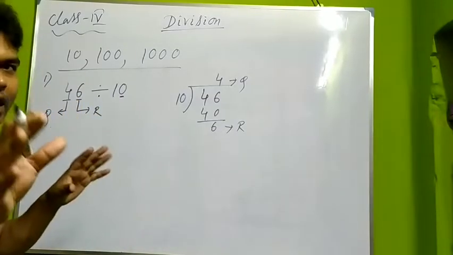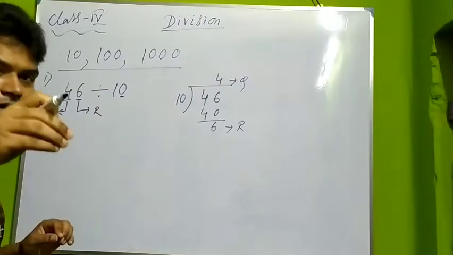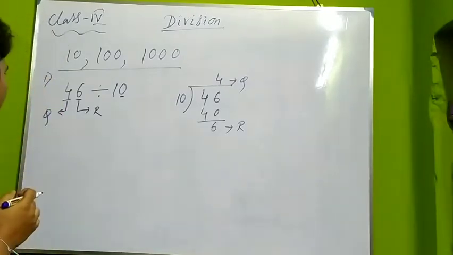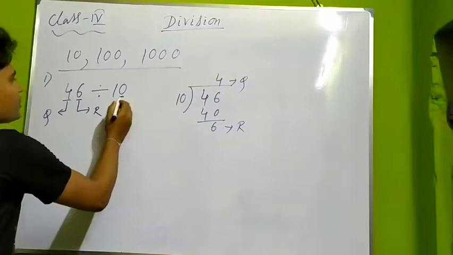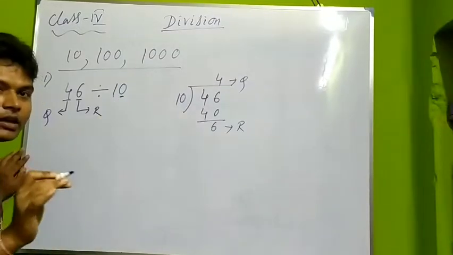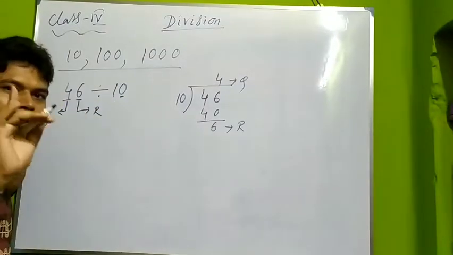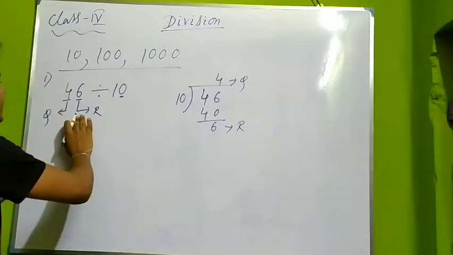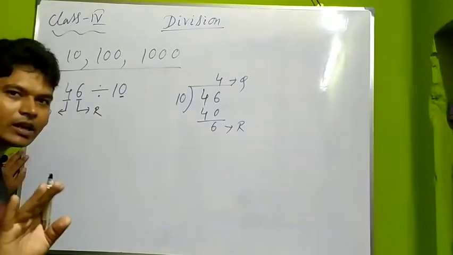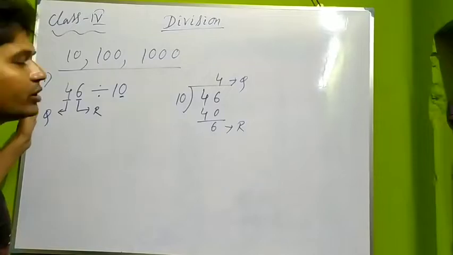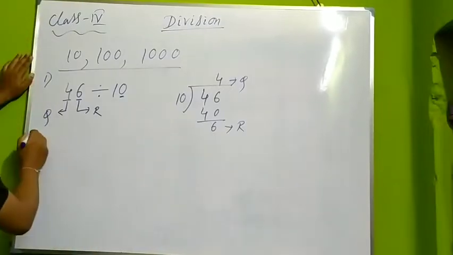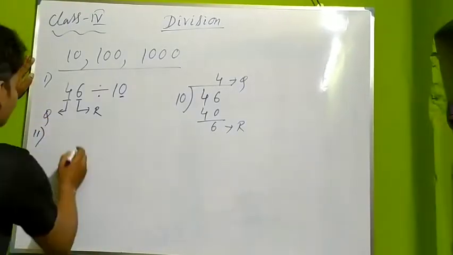Just give stress on my words. How many zeros are present? This same number of digits from the right hand side are taken as the remainder, and the rest of the digits will be the quotient. Just take one more example.